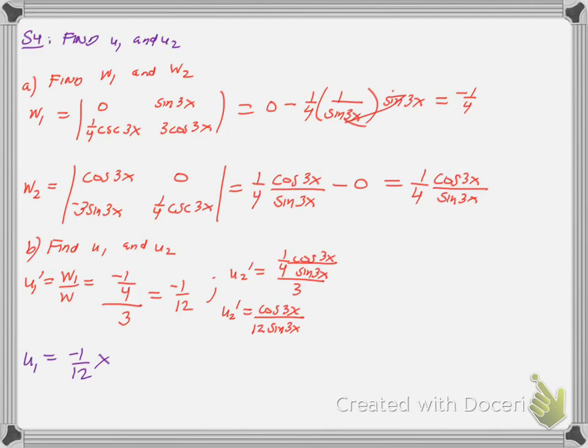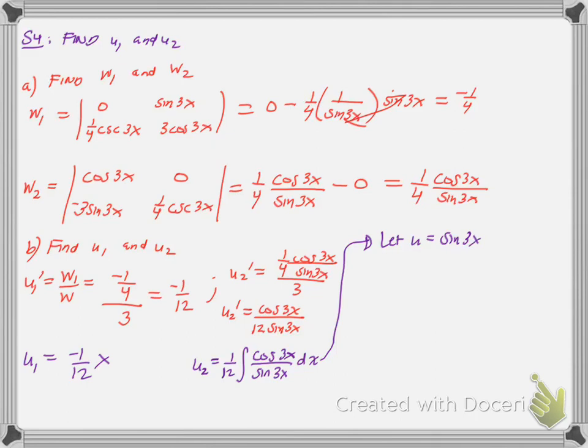Here, u sub 2 is the integral. I'm going to pull out that constant, 1/12, times the integral of cosine 3x over sine 3x. This is why I said that I didn't want to change it to cotangent, unless you know the integral of cotangent, then by all means. But usually it's nicer to do a quick u substitution.